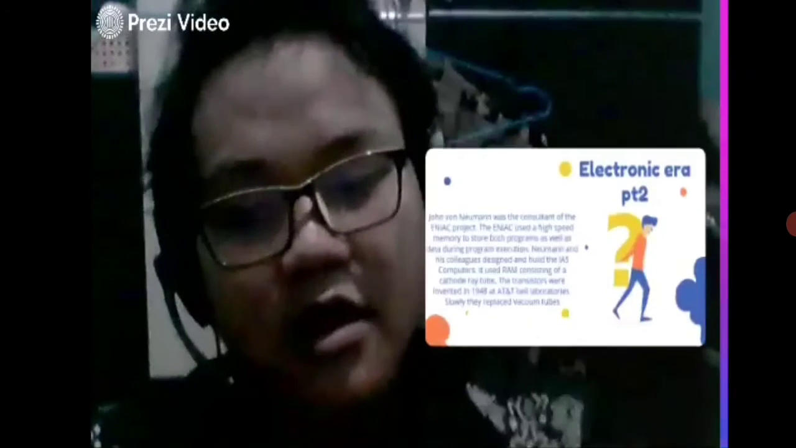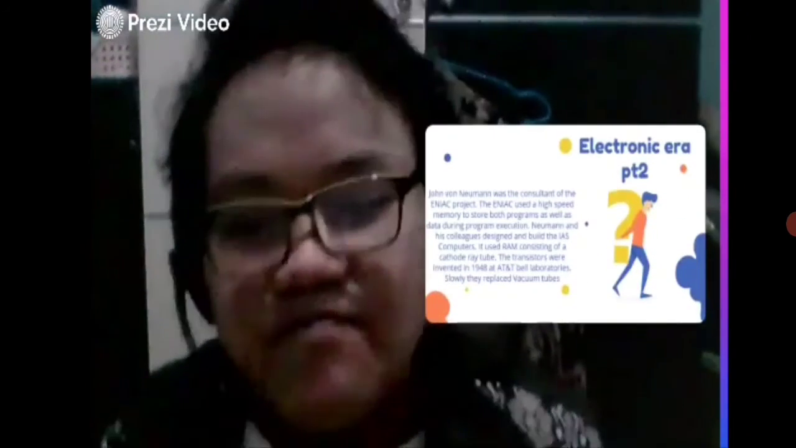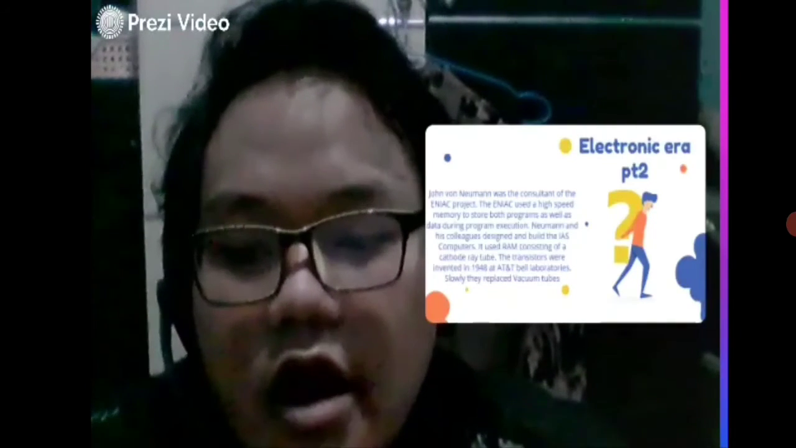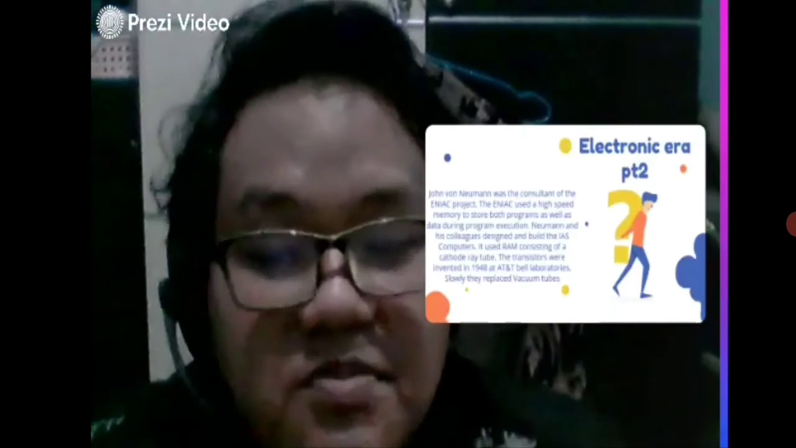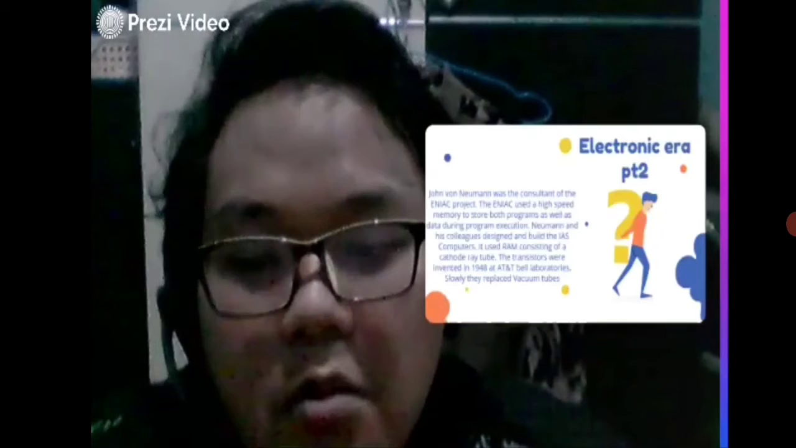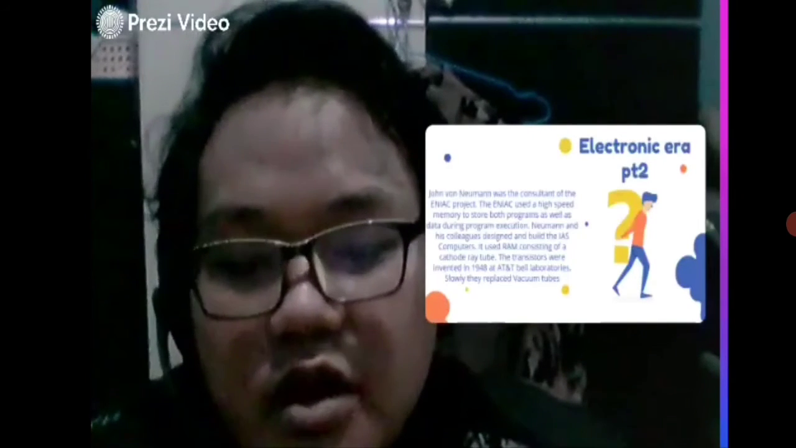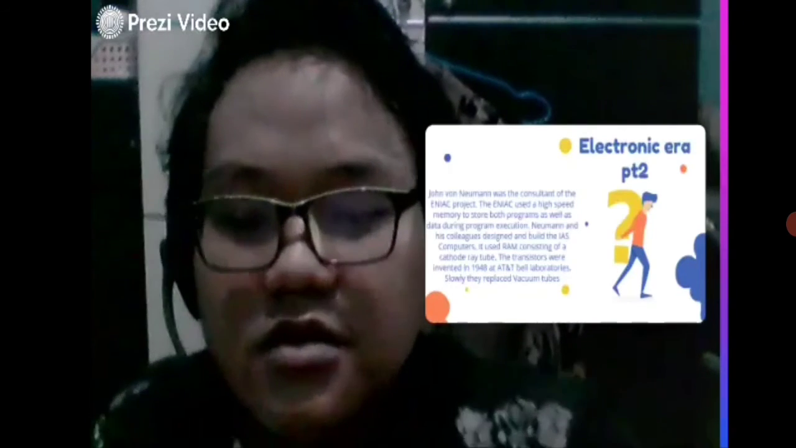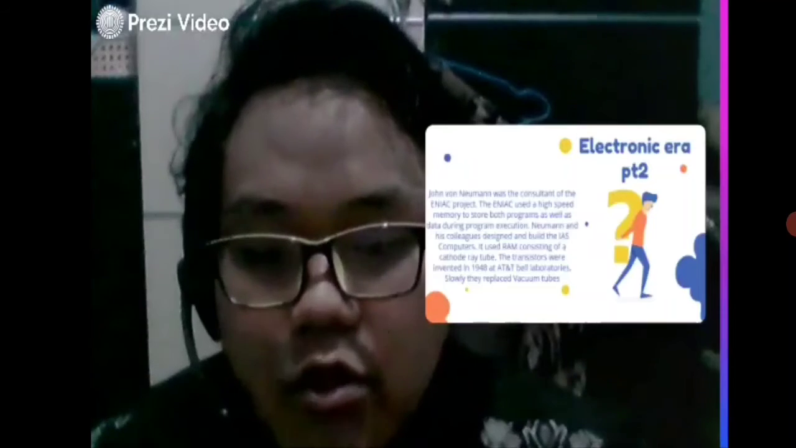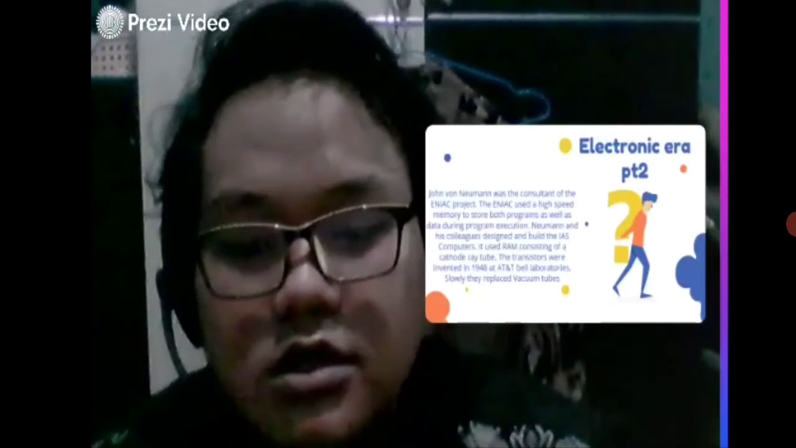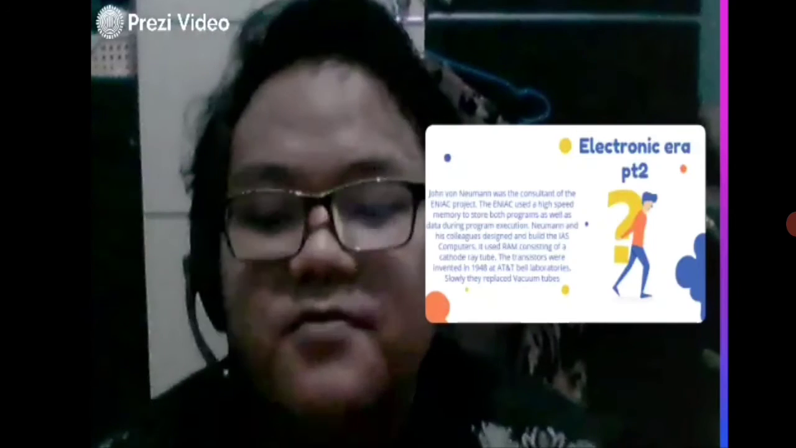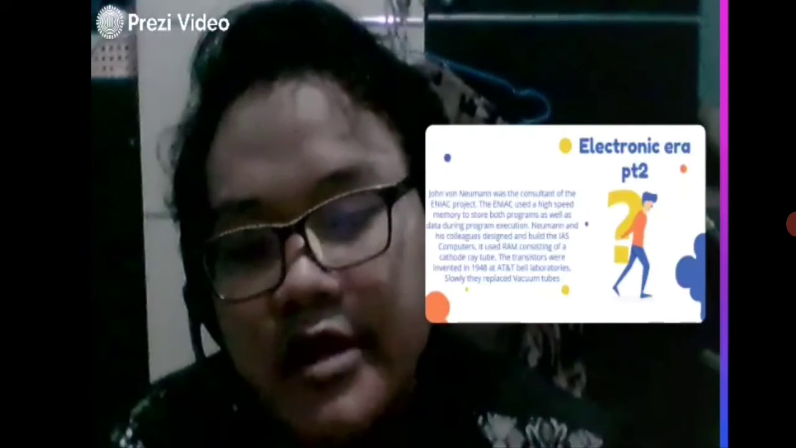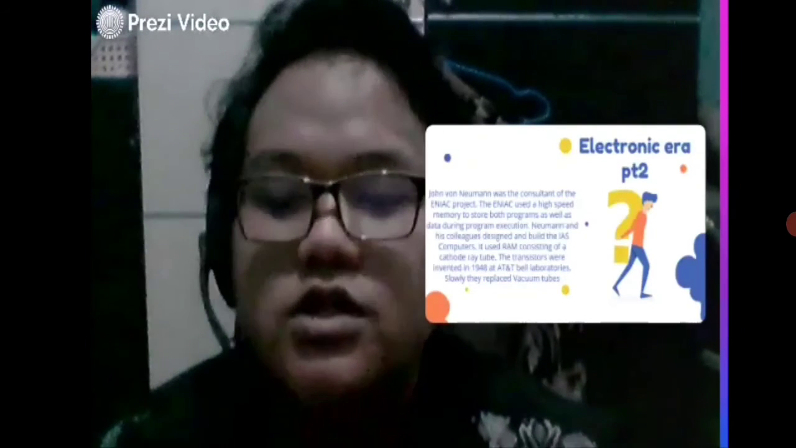Next, the electronic era part 2. John von Neumann was the consultant of the ENIAC project. The project proposed the use of high-speed memory to store both program as well as data during program execution. Neumann and his colleagues designed and built the IAS computer, which used a cathode ray tube. The transistor was invented in 1948 at AT&T Bell Laboratories. Slowly, they replaced vacuum tubes.